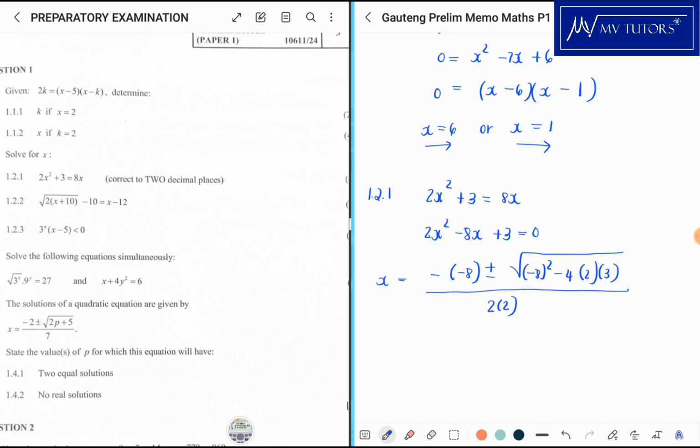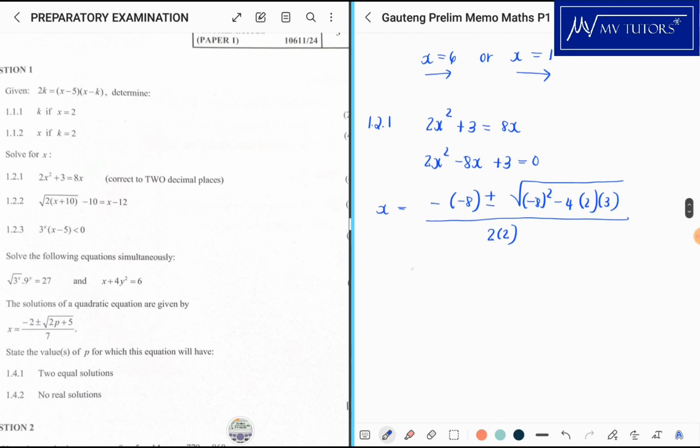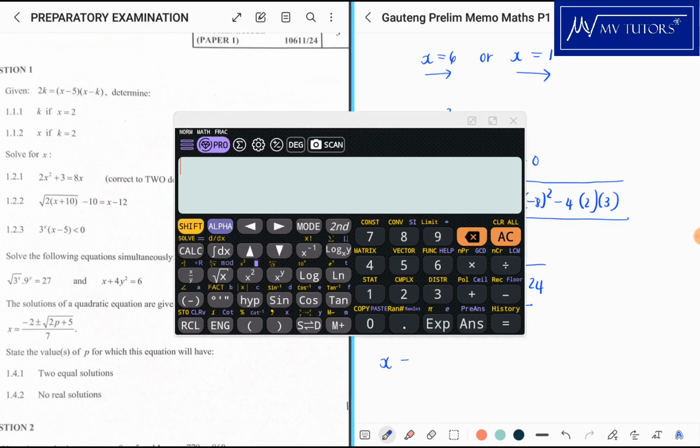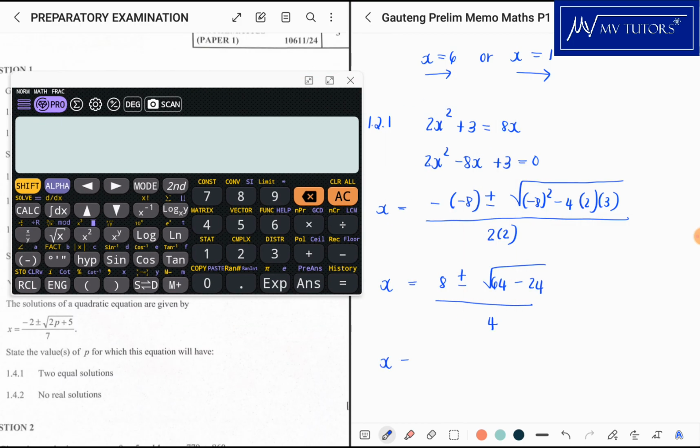All right, so at this point, you can plug it as it is into the calculator, or you can simplify it for yourself. Maybe let's simplify it a little bit. So we have 8 plus or minus, and then we have 64 minus 4 times 2 is 8 times 3 is 24. All right, and that's all over 4. So I think here we can employ our calculator and just work it out. So x is equal to something, or x is equal to something.